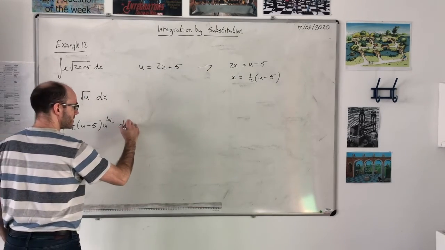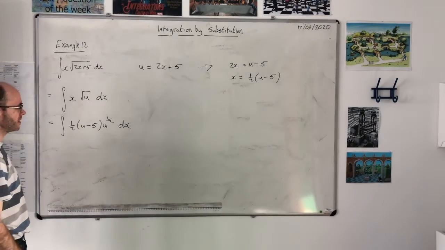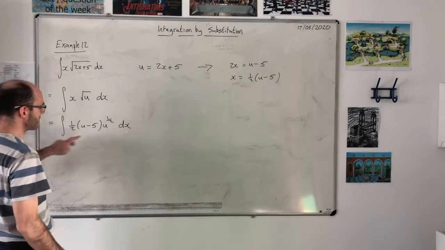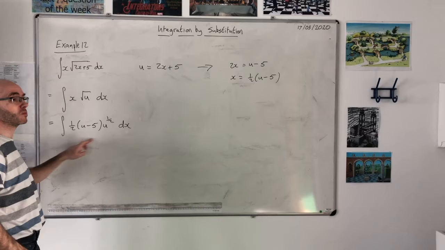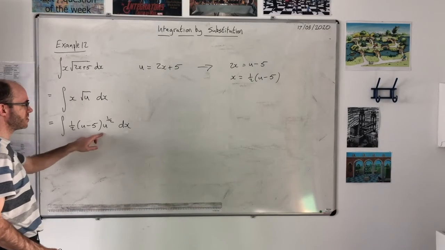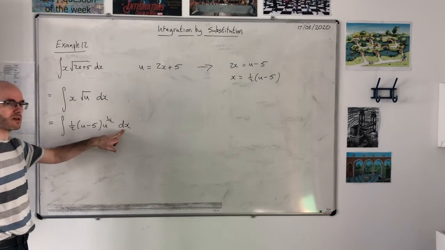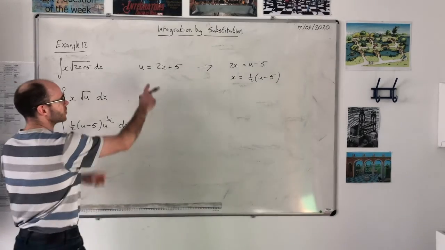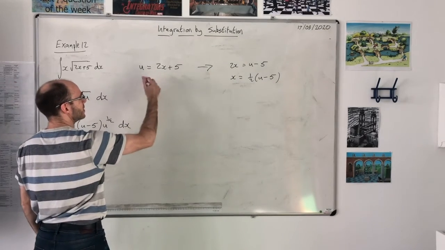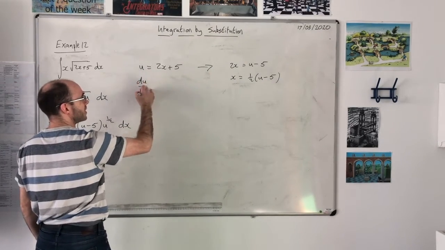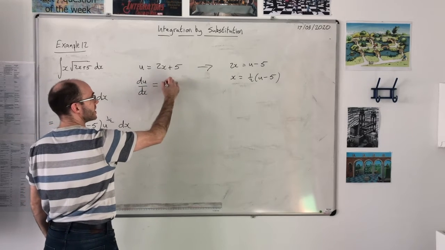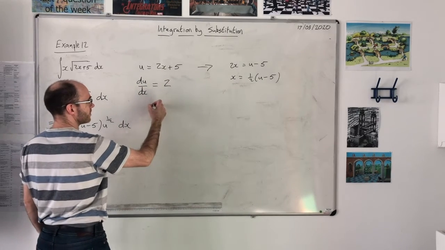What do we do with this dx? That's a bit of a problem, okay? Because this dx means you integrate this in terms of x with respect to x, and these aren't x terms. You need to have a du there instead of dx. To do it, we need to differentiate this. So if u is 2x plus 5, what is du dx? That is just 2. Okay?